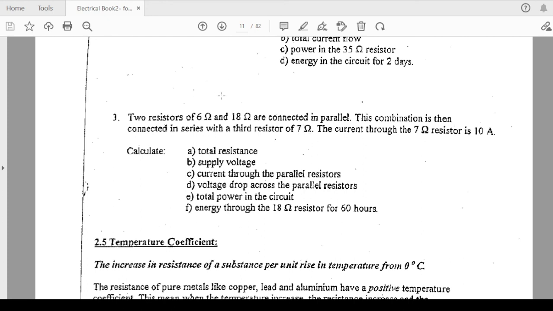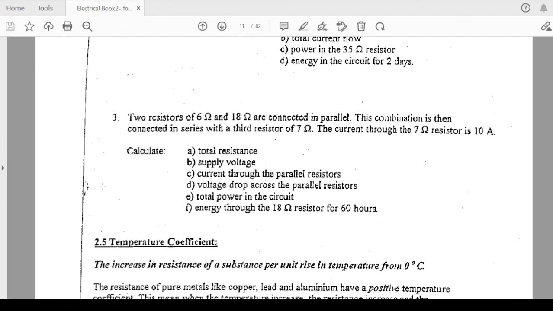It's 6 times 18 over 6 plus 18. Remember that one for 2 resistors in parallel, because there are 2. Once you break it down into one single resistor, that single resistor will now be in series here. Then we can apply series throughout.